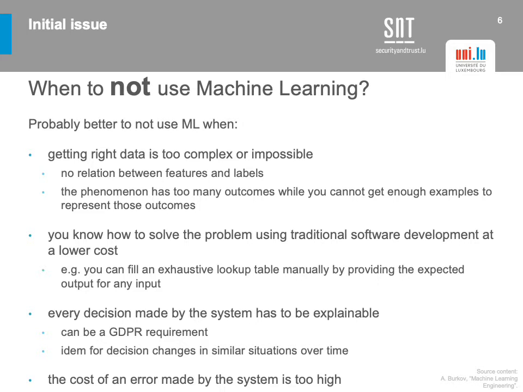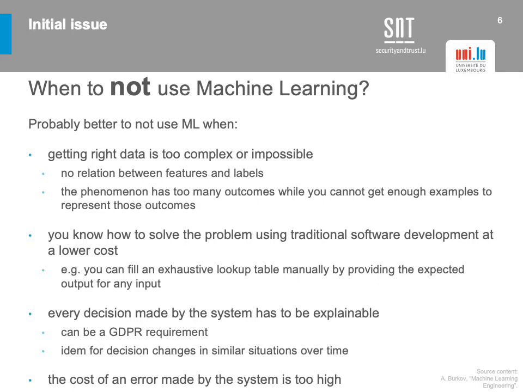Also, if you have a complicated problem and you have to come up quickly with a solution, it may be better to just go with the traditional software development one. The solution may not be perfect, but at least you will have a first solution, and you can then iterate and see if machine learning can be another solution in a second step, once you have more time.